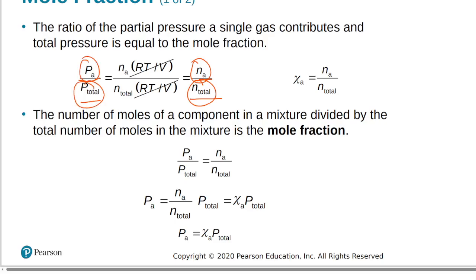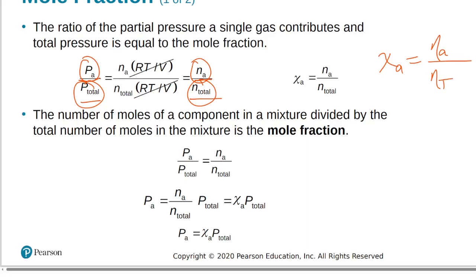And we're defining a new property called mole fraction, and that's written with this little chi symbol. So the mole fraction of A, a component of a gas, is equal to the moles of A over the total moles. Okay?